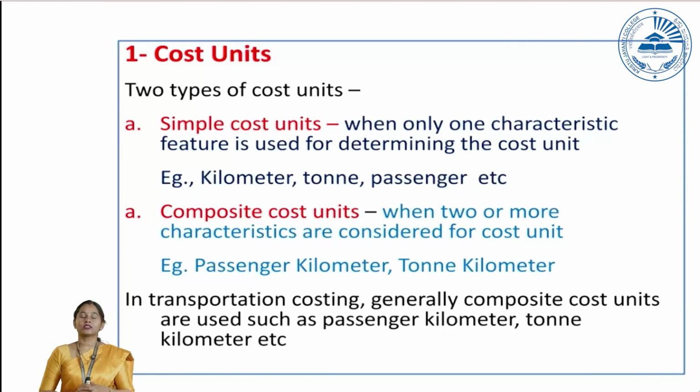The second one is the composite cost unit. In this concept, two or more characteristics are considered for the calculation of the cost unit. Example, what is the cost for one passenger and for 1 kilometer? So in transportation cost, we always use composite cost units to calculate the passenger kilometer and the cost per ton kilometer. I hope these two terms are understandable for you.